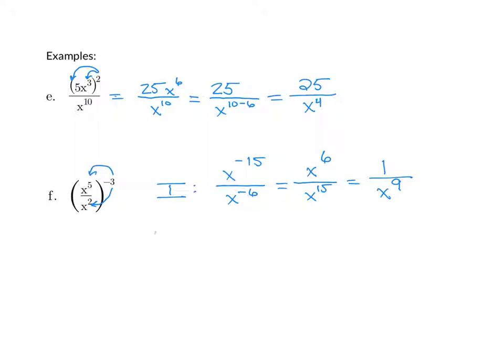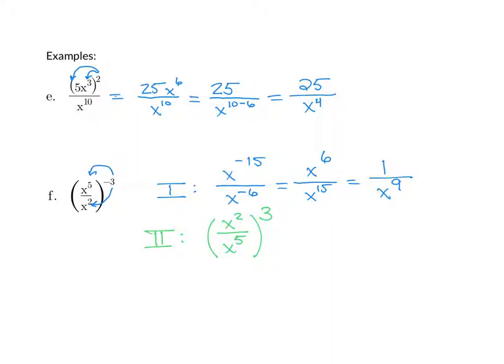Method 2, I'm going to go ahead and flip the fraction. Since my outside exponent is negative, I can just flip the whole thing. And so if we do that, we get x squared over x to the 5th. Since we flipped it, I changed my outside exponent to a positive 3.